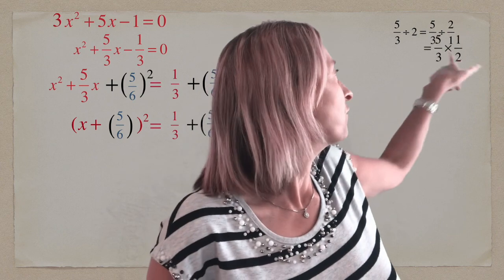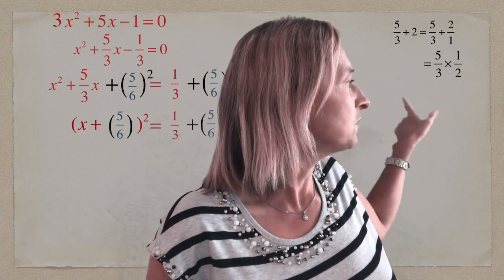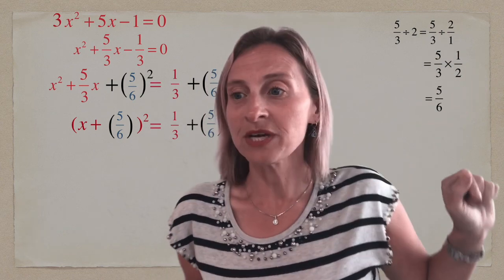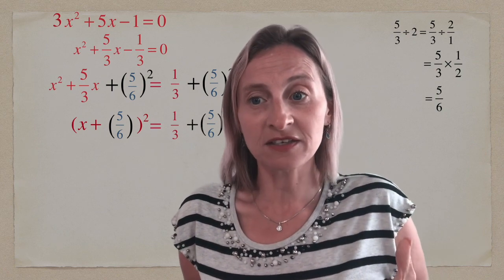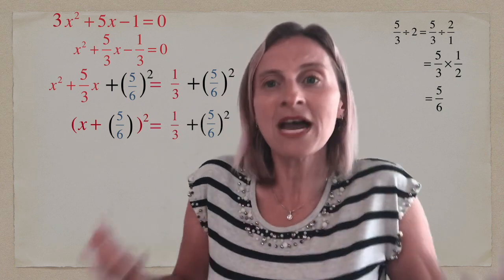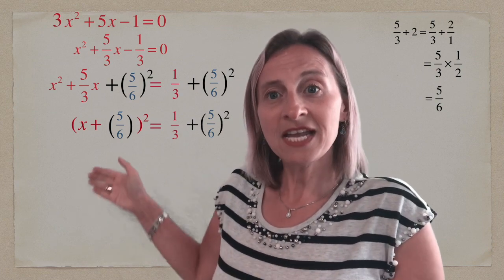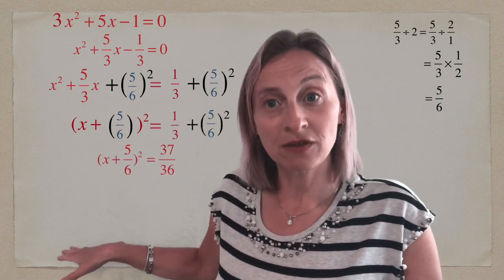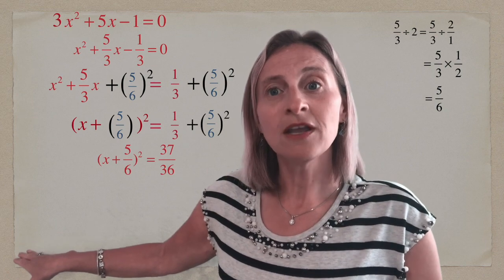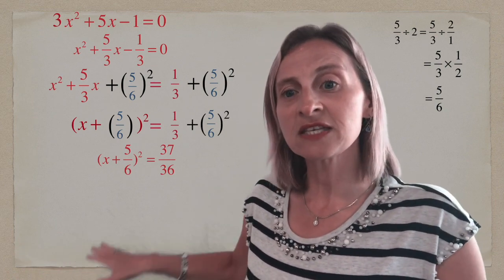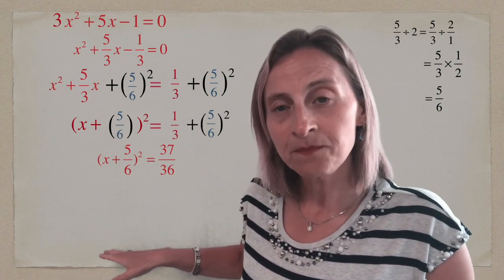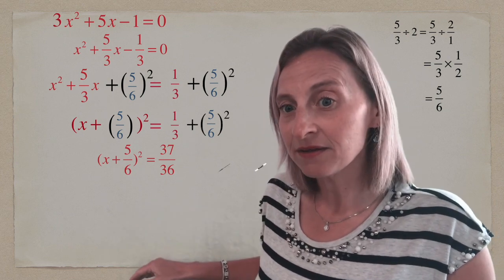So we have 5 over 3 times by a half, which is 5 times 1 is 5, and 3 times 2 is 6. 5 over 6. That's where it comes from. It's not magic. We're just halving 5 over 3. The next line, we write down what we've actually done. So what have we actually got? x plus 5 over 6 all squared equals, and then work it out on your calculator.